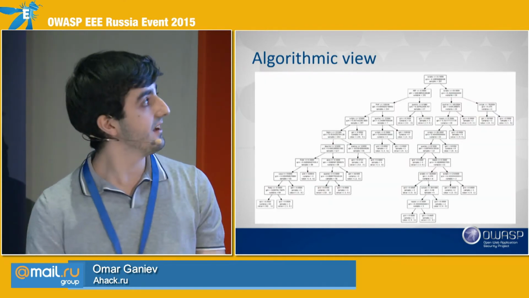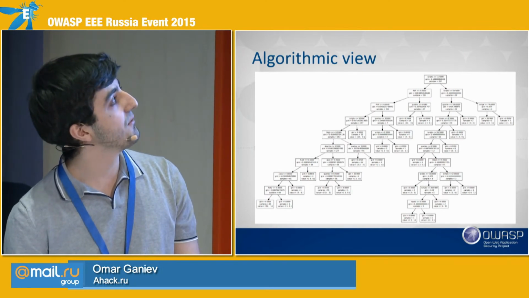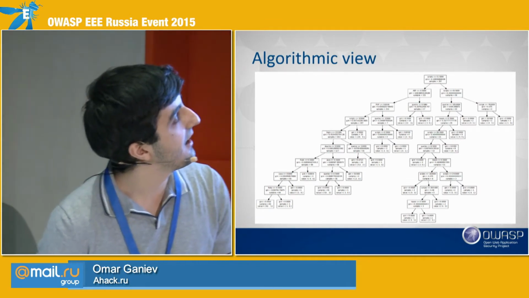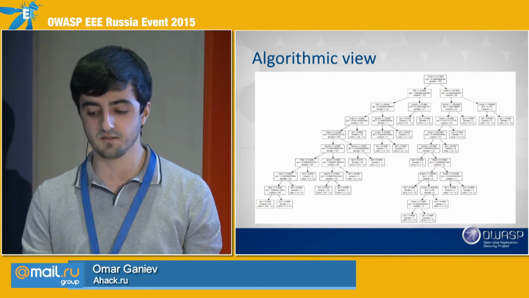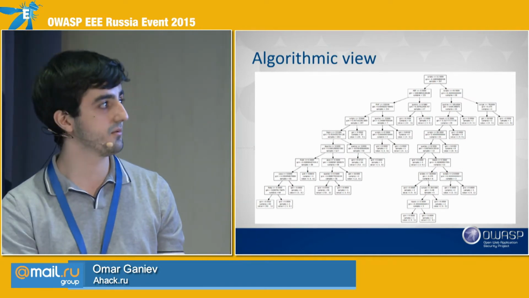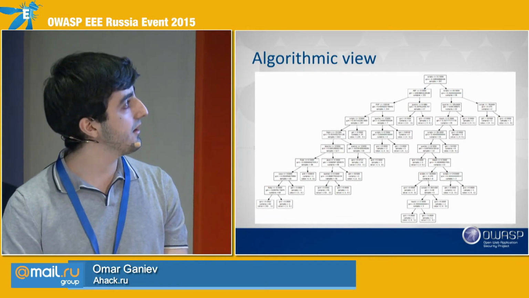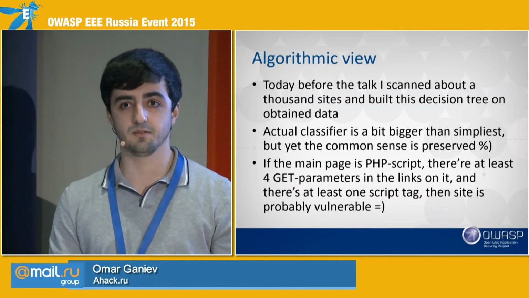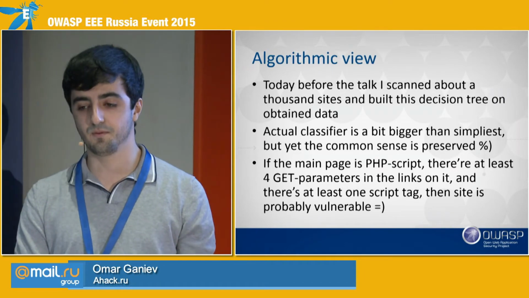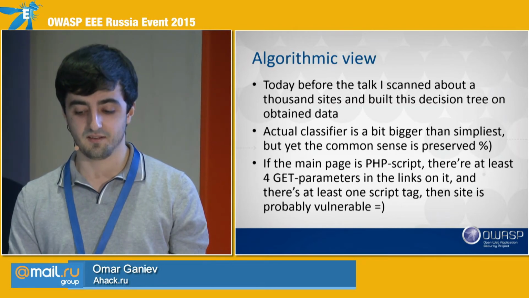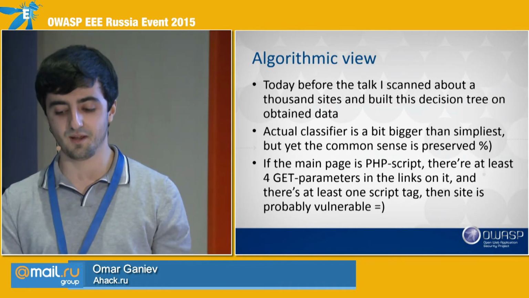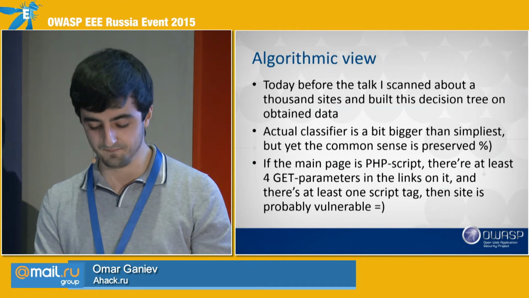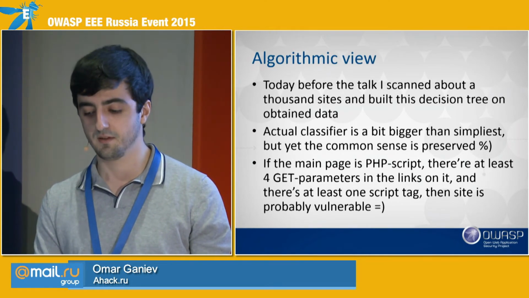Here is the actual decision tree for deciding whether an app is hackable or not. I built it today when I scanned several hundred sites with my data script and collected the features that we mentioned above. Actually, that simplest classifier about PHP was not that wrong, because this rigorous algorithm showed that if the app is written in PHP and there are at least 4 GET parameters on the main page, and there is at least one script tag, then it's vulnerable. At least in all the sites I've scanned, this property holds.